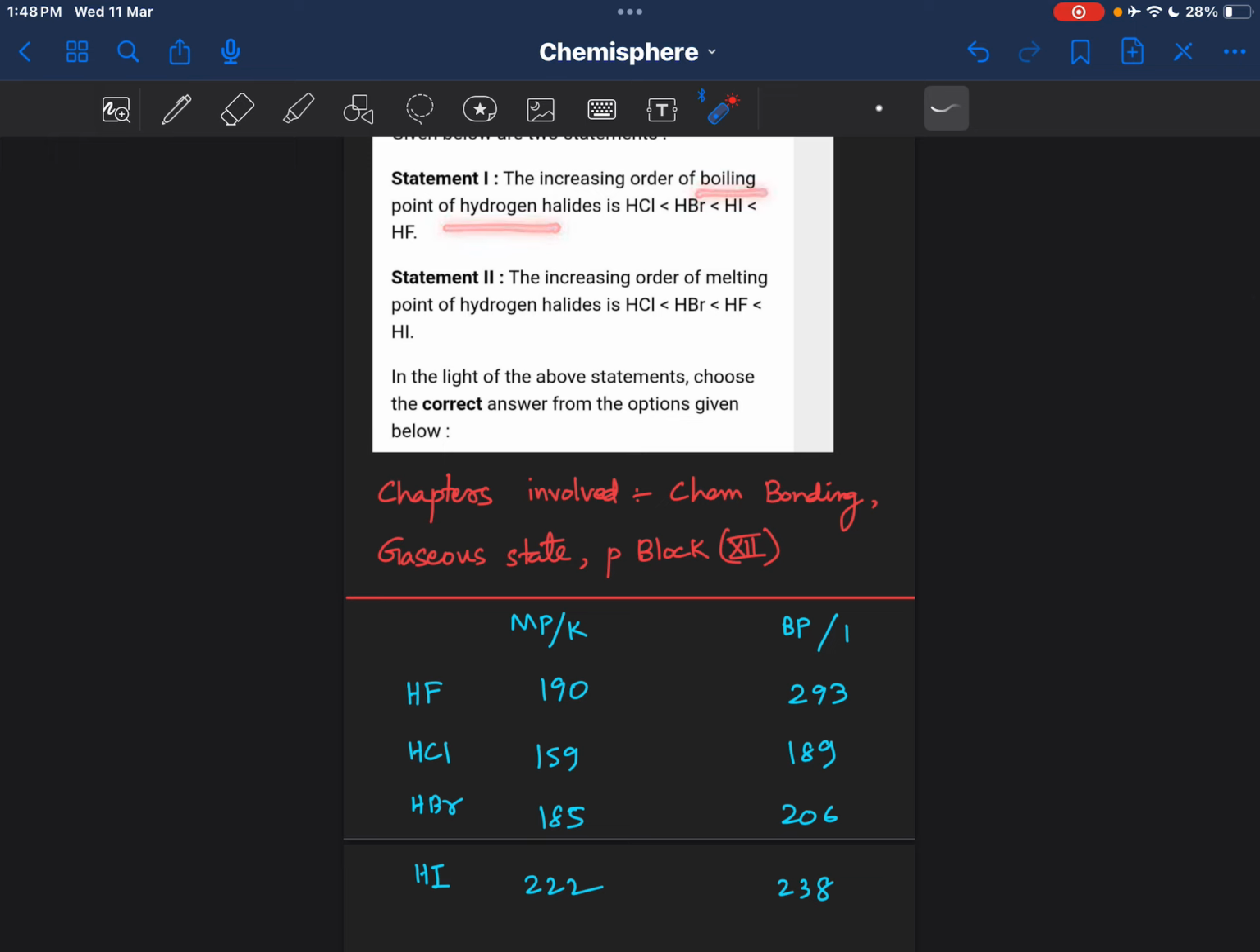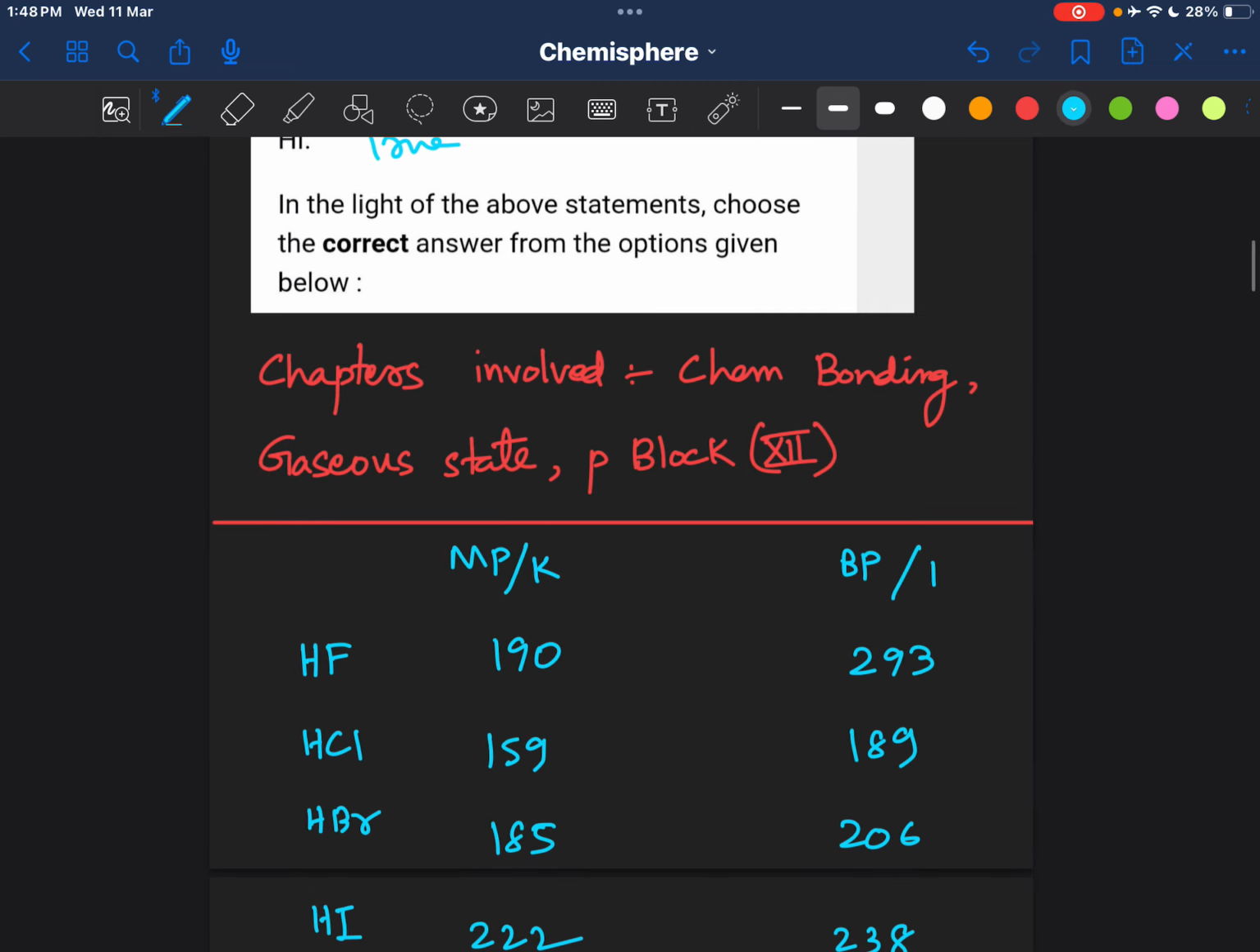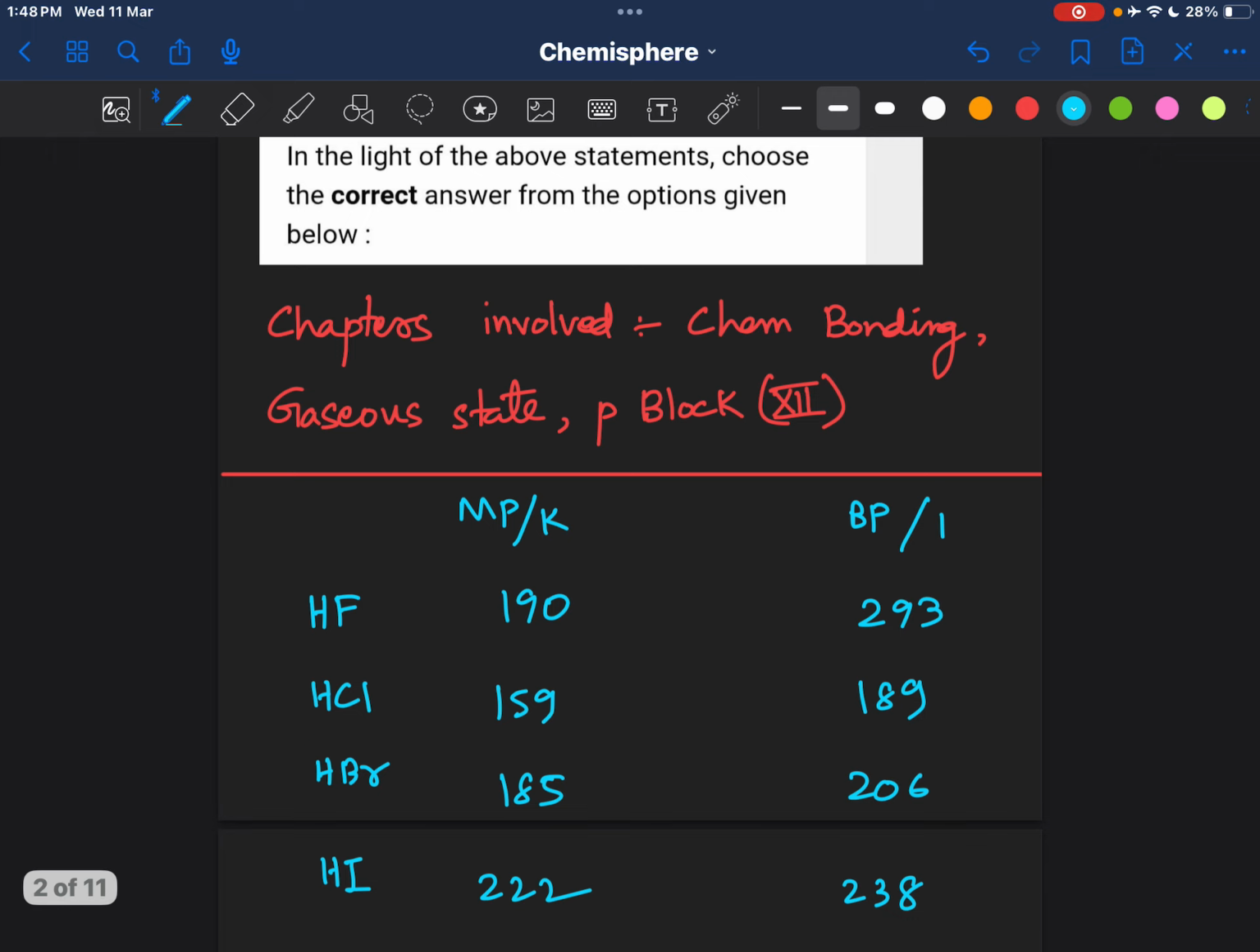Okay, so if we look at this data and if we look at this statement, the boiling point order, if you can see, maximum HF, then we have HI 238, then HBr, then HCl. Okay, so this statement one is correct, this is true. And if you look at statement 2, the increasing order of melting point of hydrogen halides, you can say maximum is of HI, then HF 190, then HBr 185, then HCl last 159. So even statement 2 is true. Okay, so now we need to understand why this is the pattern.